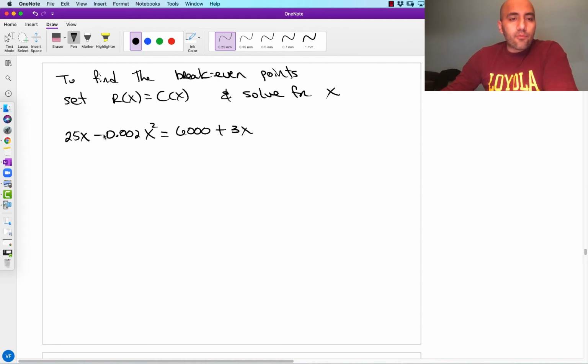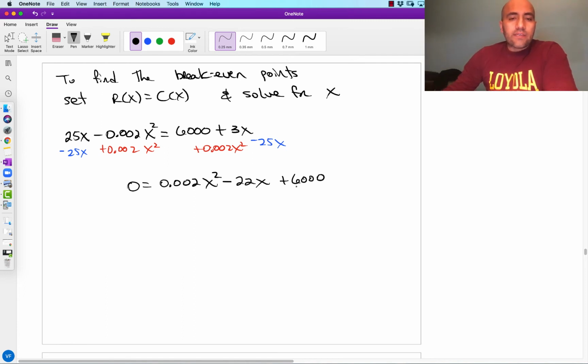If I bring the terms on the left over to the right by adding 0.002x squared to both sides, and also subtracting 25x from both sides, we get the following. On the left-hand side, we get 0 equals 0.002x squared, and then 3 minus 25 is minus 22x, plus 6,000. Okay, this is a quadratic.